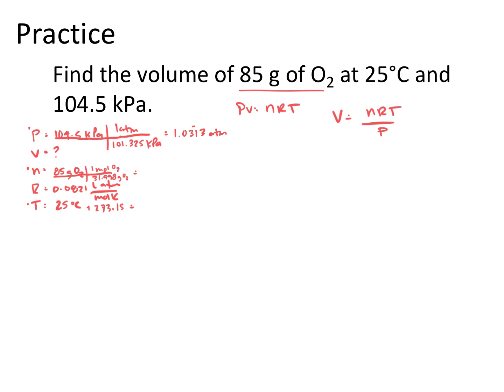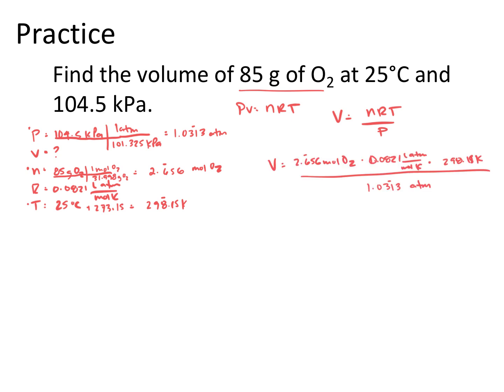Our 85 grams is going to be converted to moles using the mole kingdom. And that's going to give us 2.656, with 2 sig figs, moles of O2. And our temperature conversion is going to give us 298.15 Kelvin. And that's going to give us our values that we're going to go ahead and plug into our equation here to the right. Now that we have all these values plugged in, we plug them into our calculator.